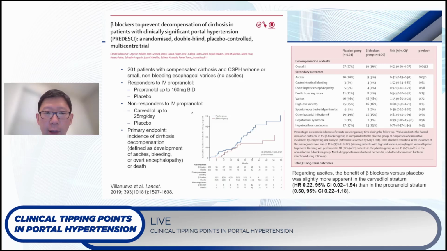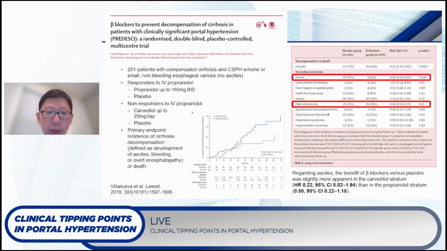And what they demonstrated was that there was a significant decreased risk of the primary event of incident cirrhosis decompensation, including ascites, bleeding varices, or overt hepatic encephalopathy, or liver-related death. And the Kaplan-Meier curve you see to the right, there's a significant difference or delta between those on beta blocker versus those on placebo, and with a hazard ratio of 0.22, which did meet statistical significance.